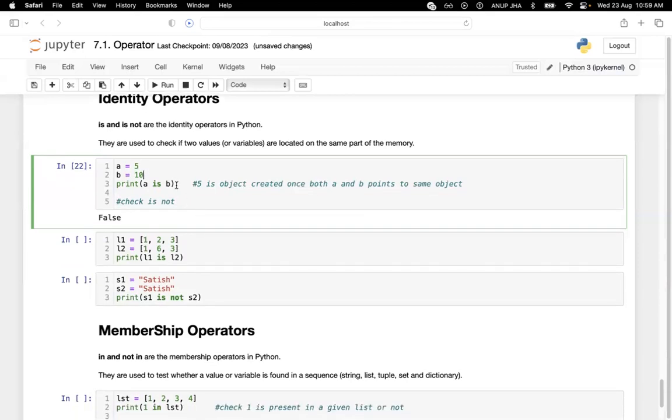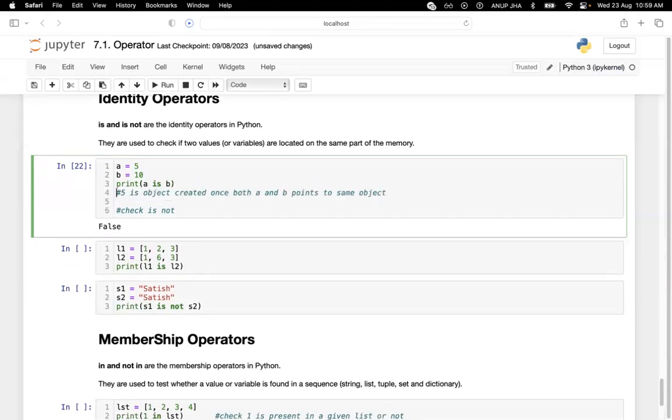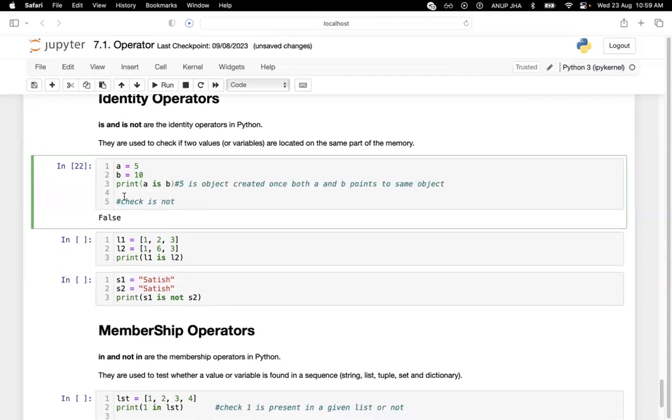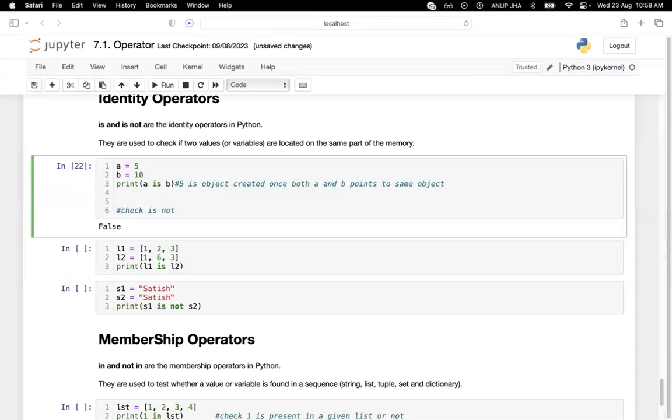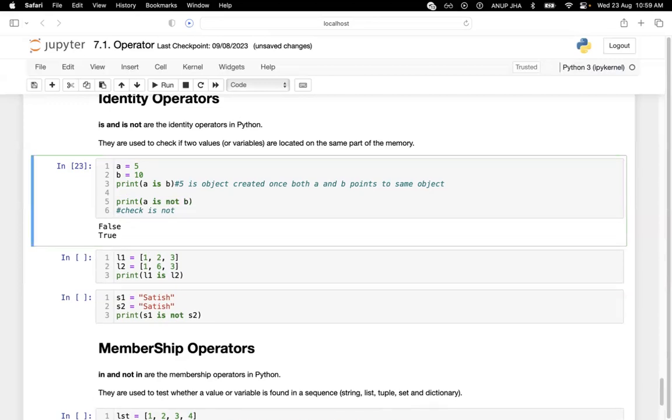If you ask like this, print A is not B, you will get True. Because it is true that A is not equal to B. Right?